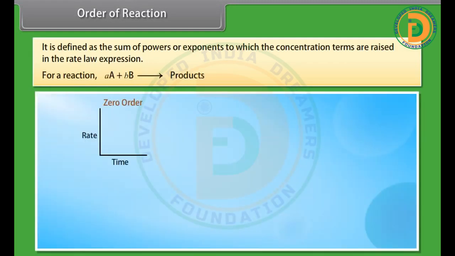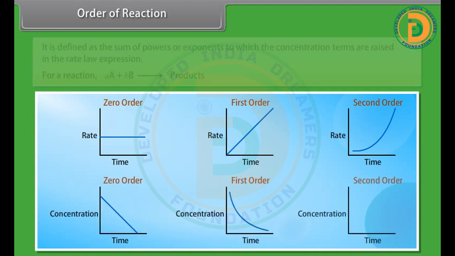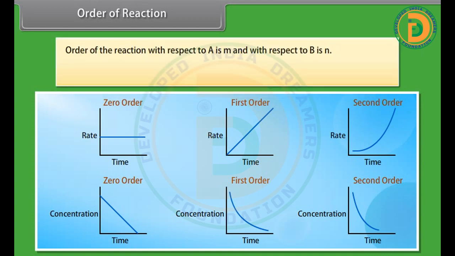Order of reaction. It is defined as the sum of powers or exponents to which the concentration terms are raised in the rate law expression. The rate law expression for a given reaction is given by: rate of reaction is equal to the product of K, [A] raised to the power M and [B] raised to the power N. The order of this reaction is equal to M plus N. Order of the reaction with respect to A is M and with respect to B is N.